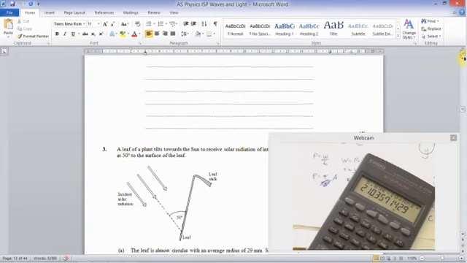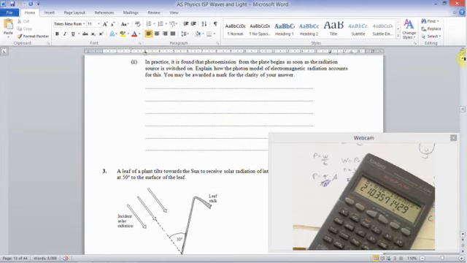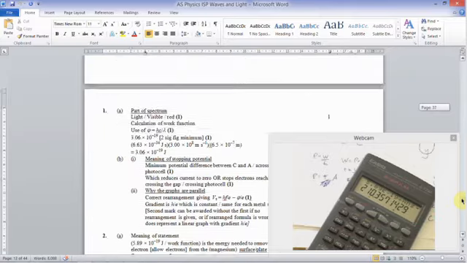Okay, right, so we know we've got to talk about photons interacting with one electron. Okay, we know we've got to talk about the fact that photons are packets of energy, and the fact that it's frequency dependent. So the energy that each of these photons has is frequency dependent. There are main terms that we've got to tie into this. So let's see what the mark scheme says.